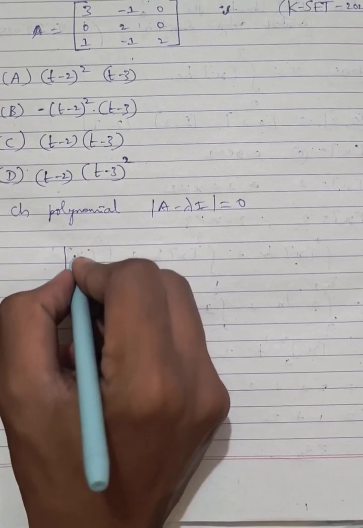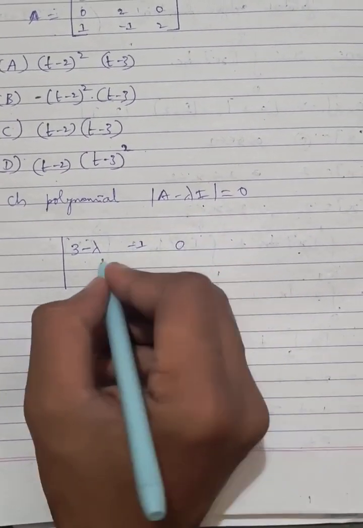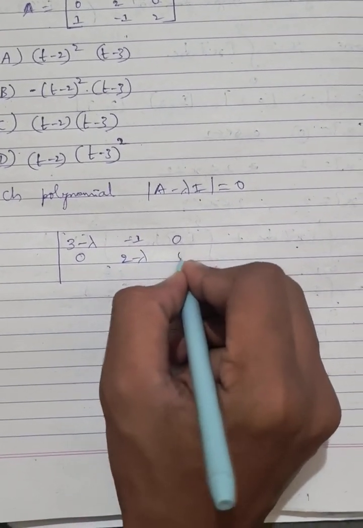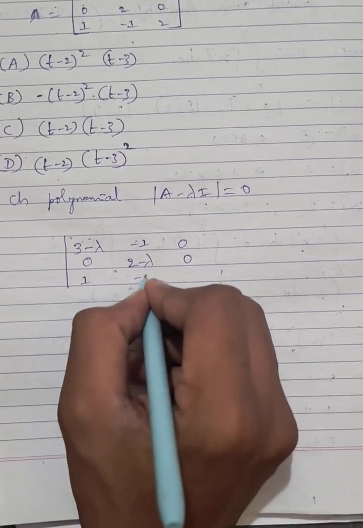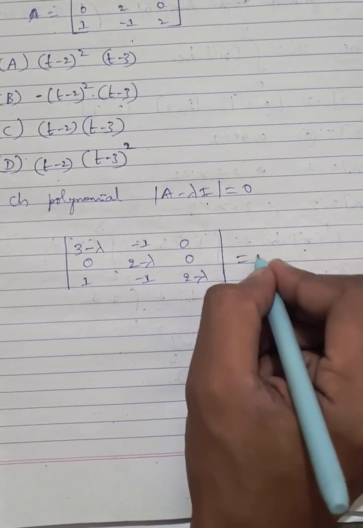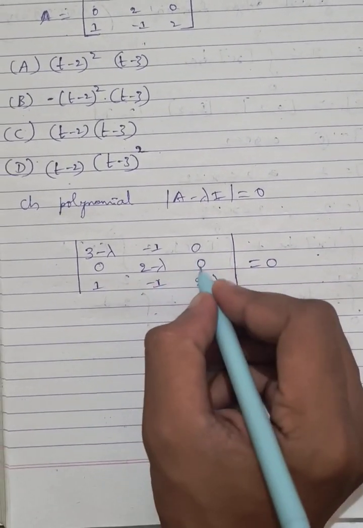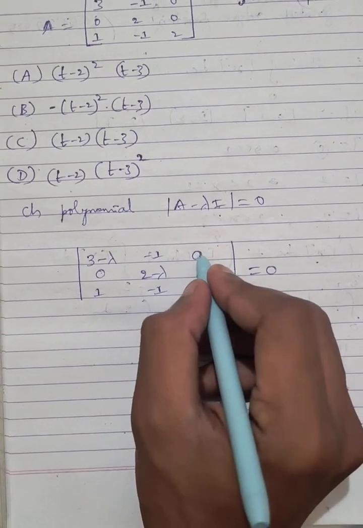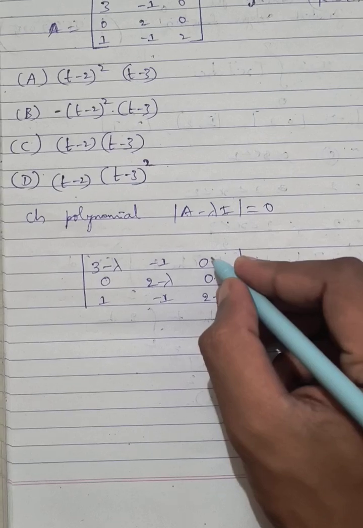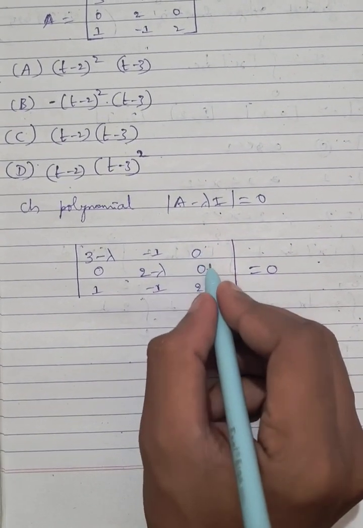So I'll write the determinant directly. 3 minus lambda, these elements are as it is in the first row. Similarly in the second row, this 2 becomes 2 minus lambda, 0. And in the third row, this becomes 2 minus lambda, and that equals 0. Let us evaluate this determinant. Since the third column contains 0 and 0, just simply expand along the third column. The signs are plus, minus, plus.